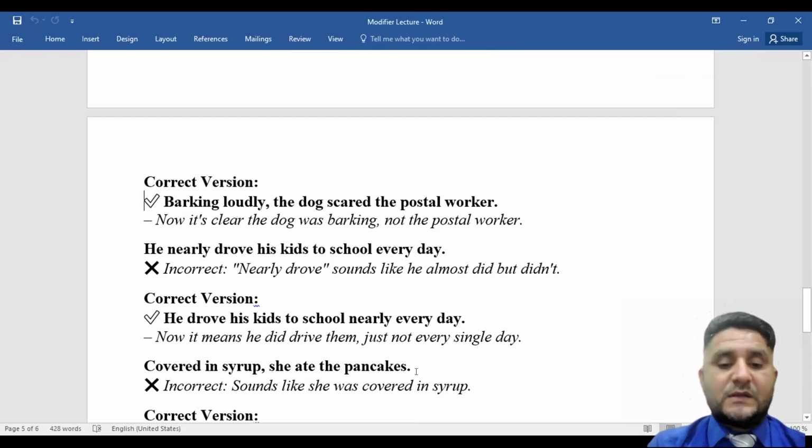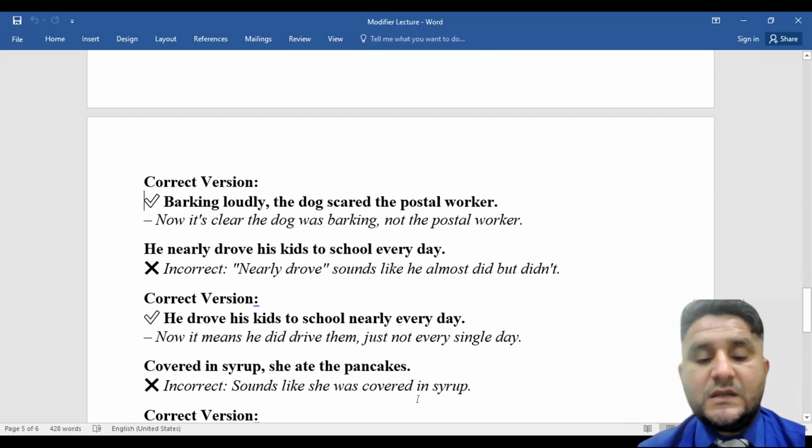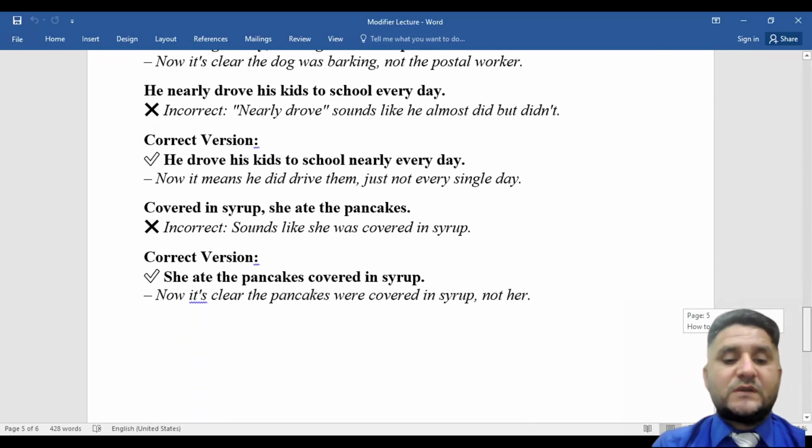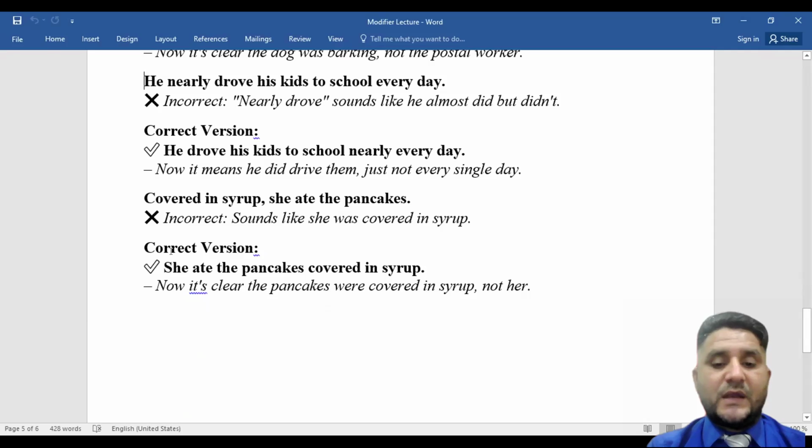The final example is: covered in syrup, she ate the pancakes. Incorrect, because it seems she was covered in syrup. The correct version is: she ate the pancakes covered in syrup. Now it's clarified that the pancakes were covered in syrup and not she.